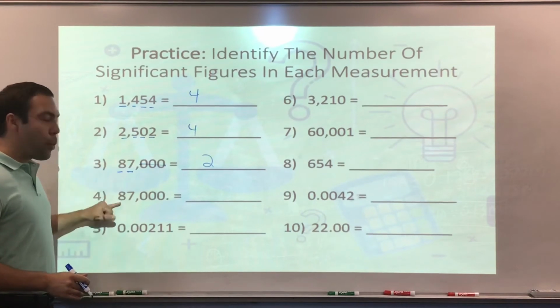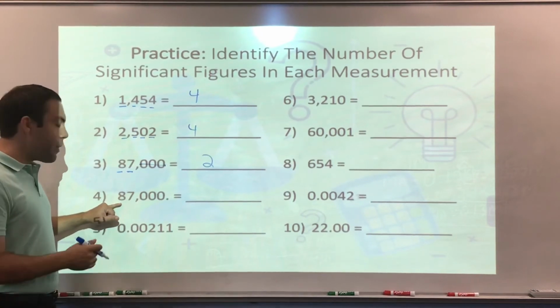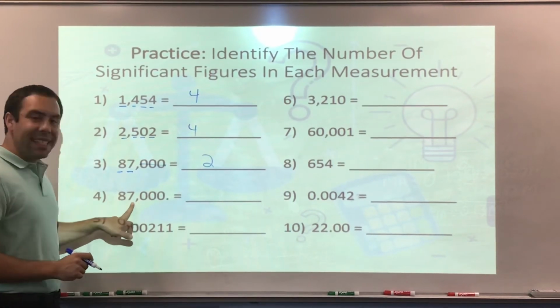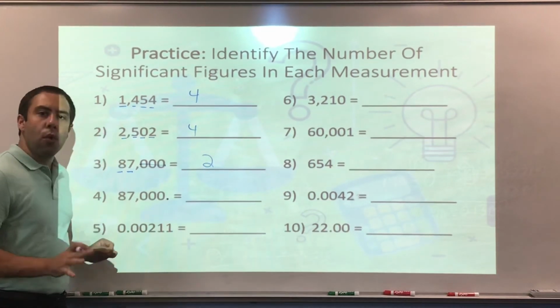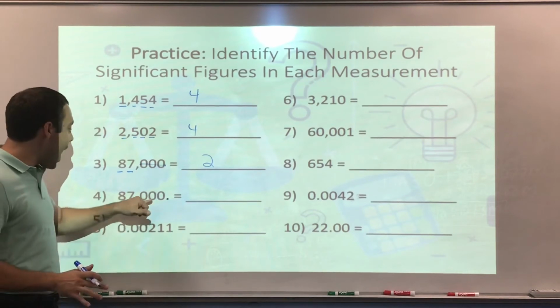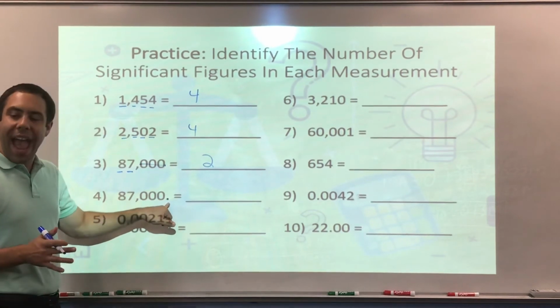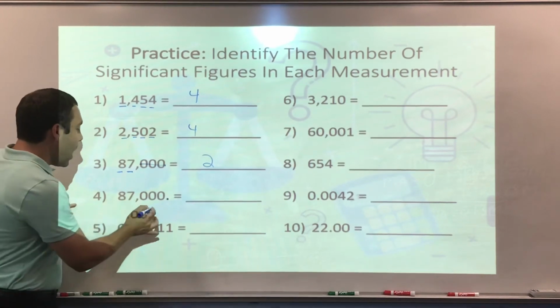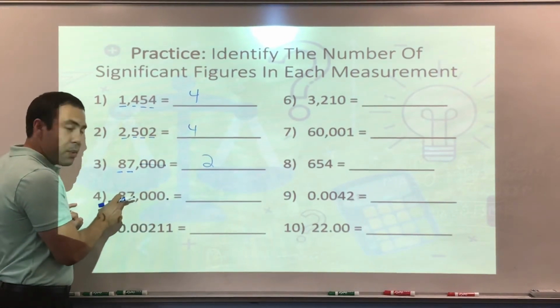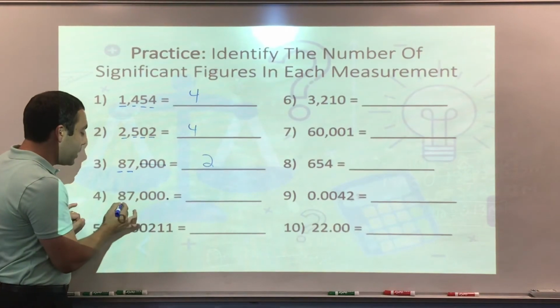Questions 3 and 4 are different from each other. Here we have 87,000 once again, but now we have a decimal point at the end. Rule number 6 states if we have a decimal point at the end of a number, then the zeros to the left, as long as we have non-zero numbers, will be significant.